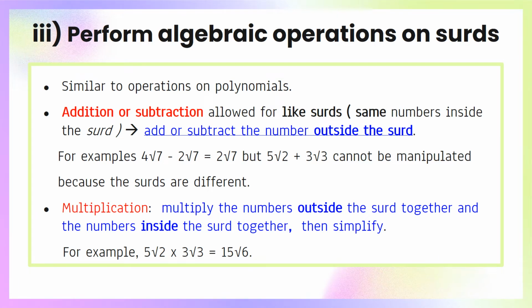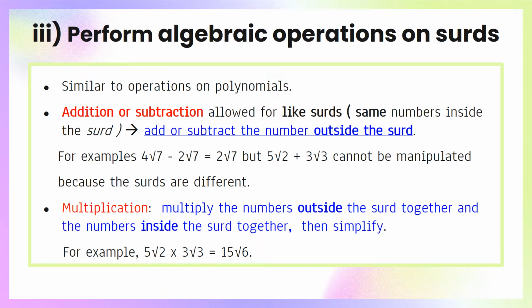Since we have √7, we have similar surds, which is √7, and then we subtract coefficient 4 with 2, and then we get 2√7. But 5√2 plus 3√3 cannot be manipulated because the surds are different.